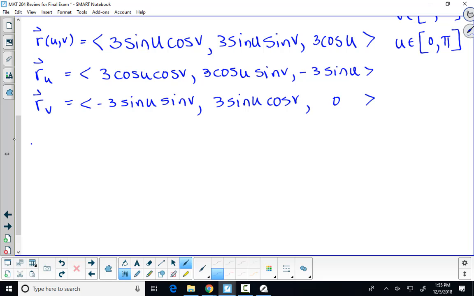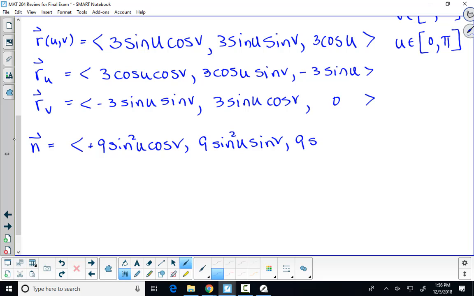And then we cross them to get our normal. So the normal will be minus 9 sine squared of u cosine of v. Won't it be positive? Yes, it will be positive, thank you, because it's 0 minus a negative. Middle is going to be positive 9 sine squared u sine v. And the last is going to be 9 cosine u sine u. I'll write it as 9 sine u cosine u, because we have cosine squared of v plus sine squared of v, so it's just the coefficient, 9 sine u cosine u.